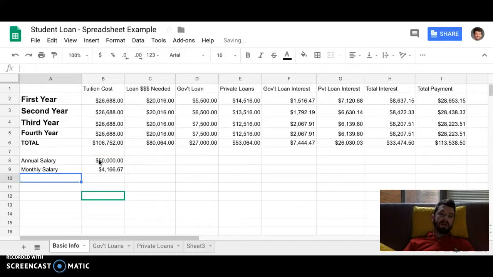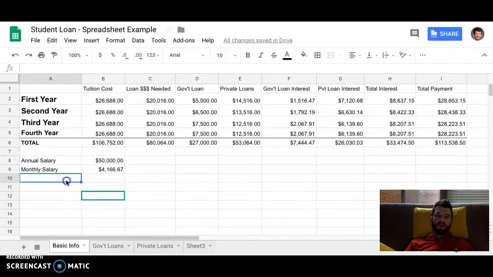Now, do keep in mind, we're going to simplify it for the sake of this project, but do know that your salary is going to be tremendously impacted by taxes. If you make $50,000 a year, you can expect to take home maybe about $40,000. So just keep that in mind for a real life scenario.